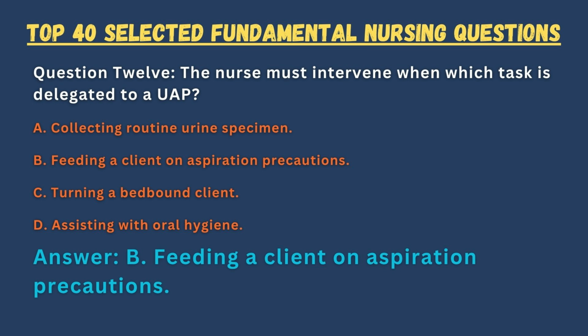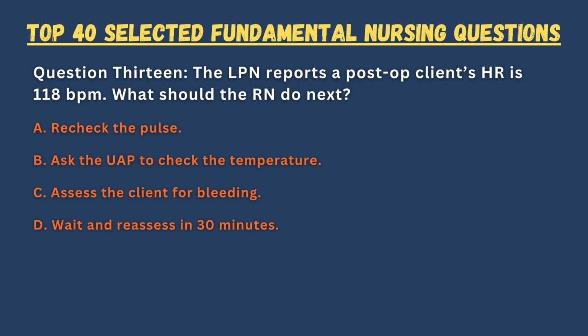Answer. B. Feeding a client on aspiration precautions. Question 13. The LPN reports a post-op client's HR is 118 BPM. What should the RN do next? A. Recheck the pulse. B. Ask the UAP to check the temperature. C. Assess the client for bleeding. D. Wait and reassess in 30 minutes.